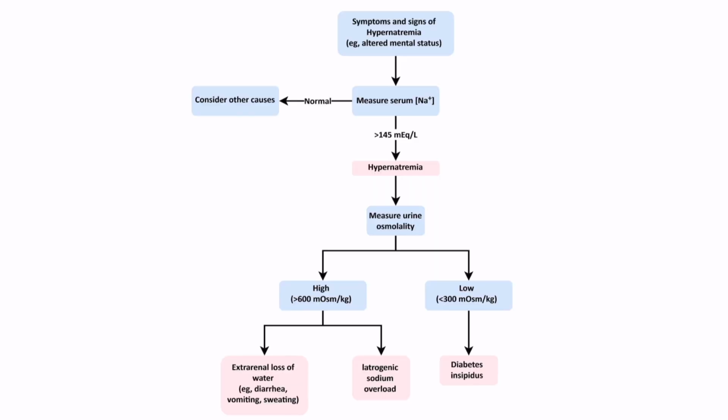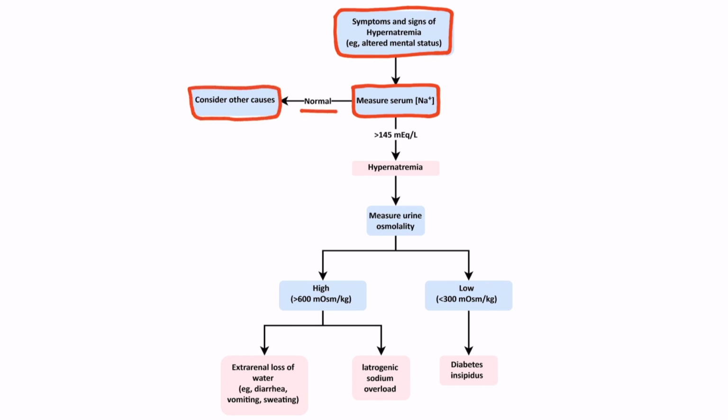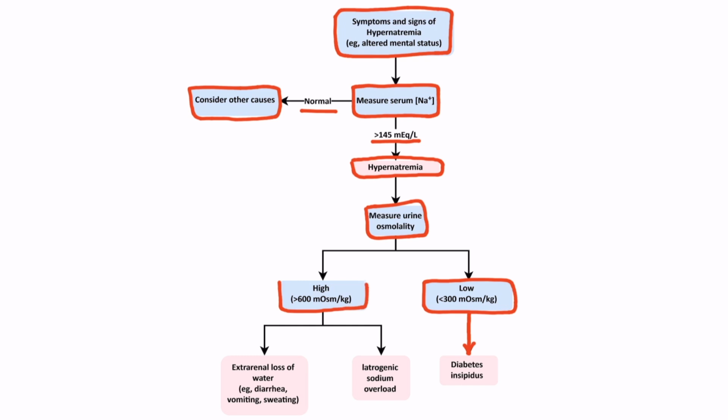When the patient is suspected to have hypernatremia, for example, there is altered mental status, we measure serum sodium concentration. If it is normal, we consider other causes. However, if it is more than 145 and hypernatremia is confirmed, the next step to identify the cause is measuring urine osmolality. If it is low, less than 300, then diabetes insipidus is the most likely cause. On the other hand, if urine osmolality is high, more than 600, the causes include iatrogenic sodium overload or, most commonly, extrarenal water loss such as diarrhea and vomiting.